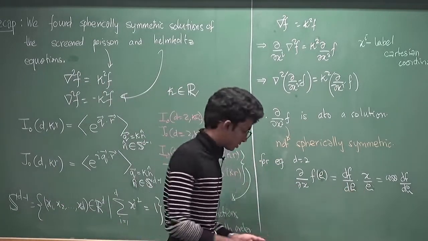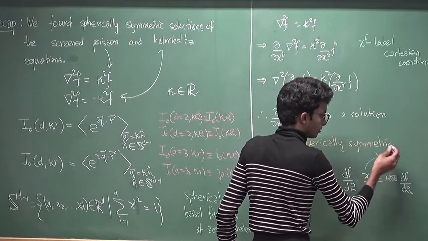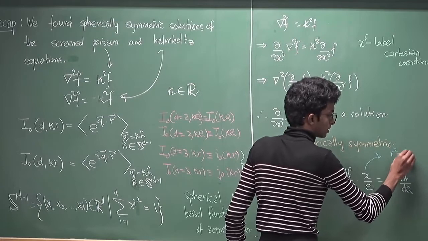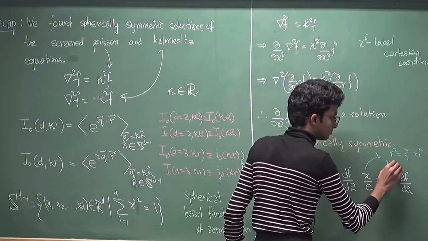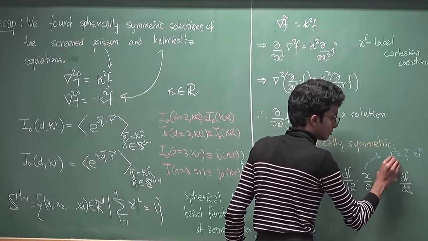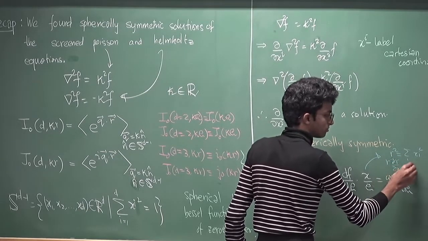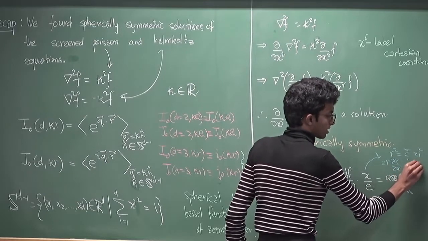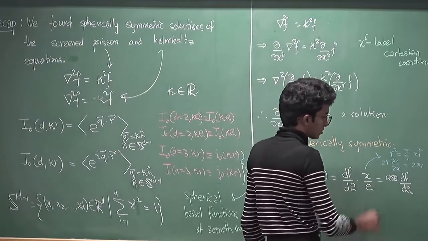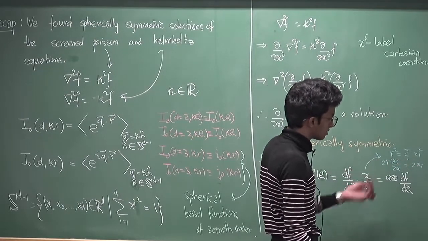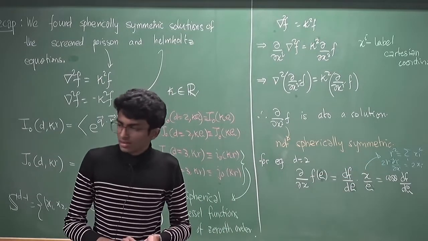That's because r squared is the summation over i of xi squared, which means del r del xi is just 2xi over 2r, right? So then the twos cancel and you get what you want, del r del x equal to x over r.